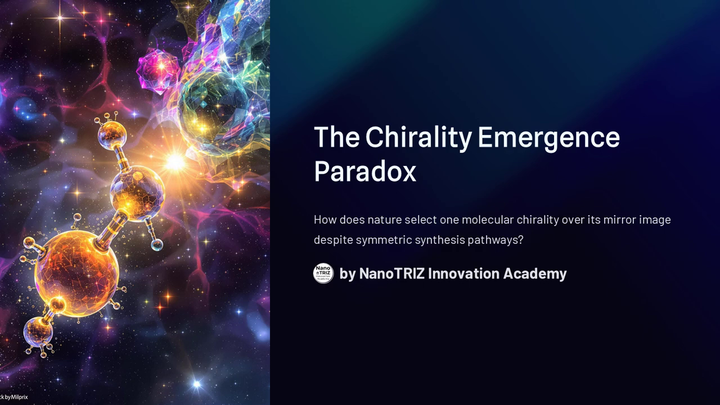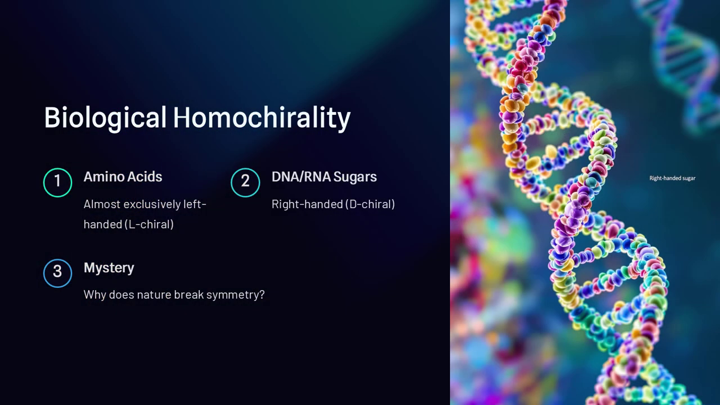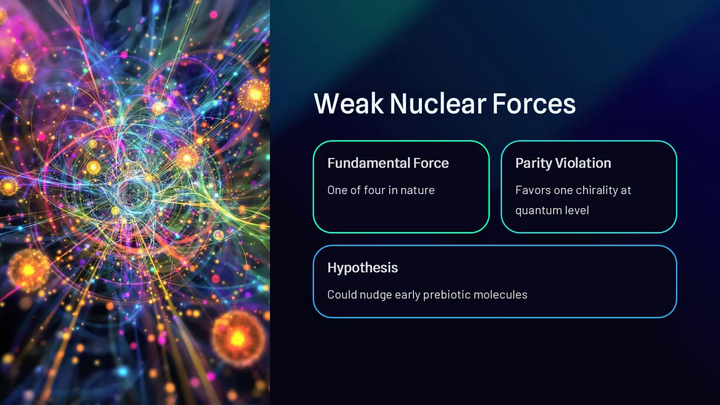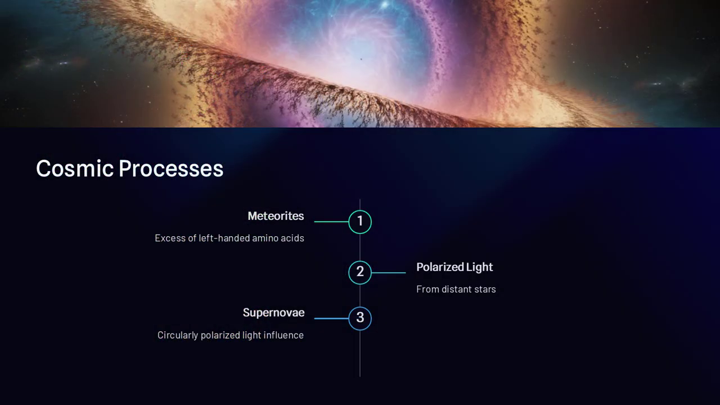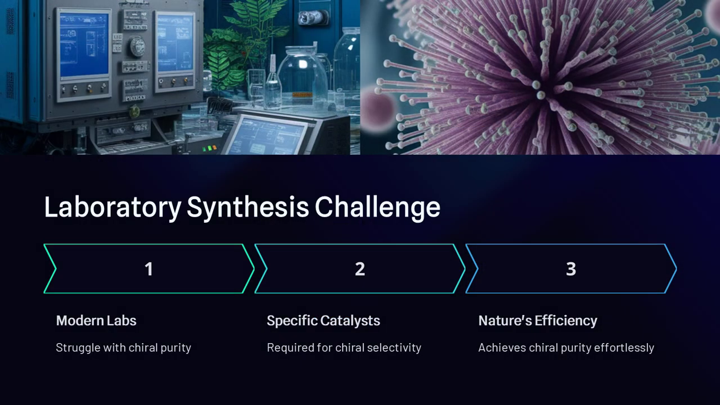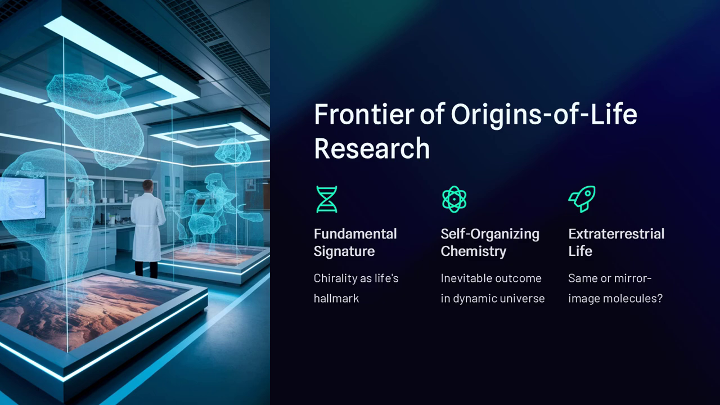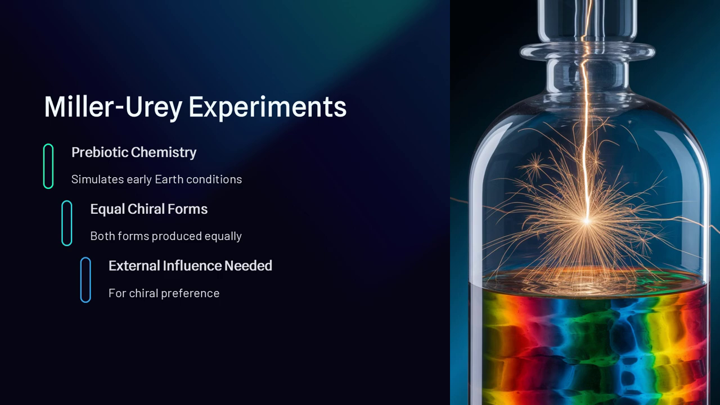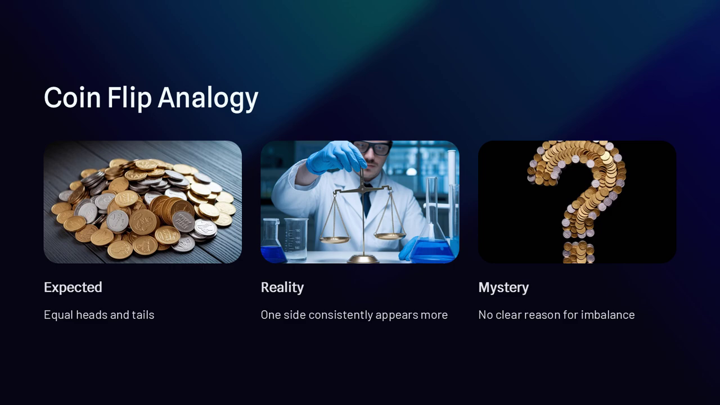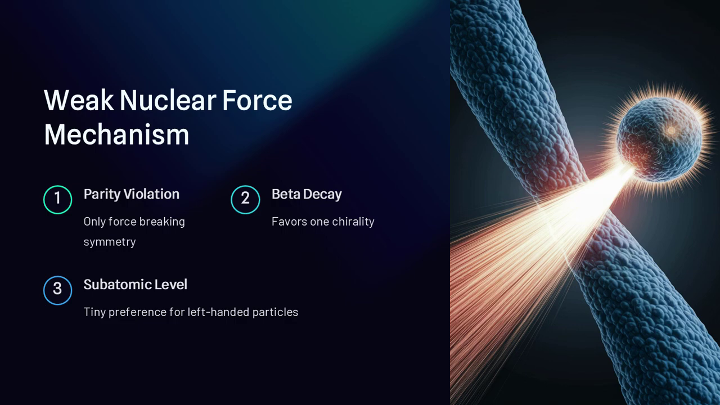In a perfectly symmetric universe, molecules should form in equal proportions of left-hand and right-hand versions, just like mirror images of each other. Yet, life on Earth exhibits a striking preference. Amino acids, the building blocks of proteins, are almost exclusively left-hand, L-chiral, while sugars in DNA and RNA are right-hand, D-chiral. This phenomenon, known as biological homochirality, presents a deep mystery in chemistry and physics. Why does nature break this symmetry, and how does one chirality dominate despite symmetric synthesis pathways?